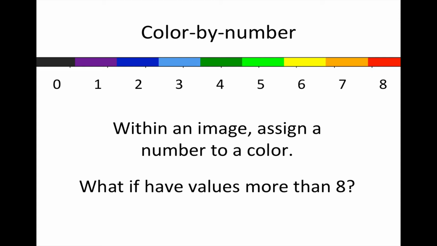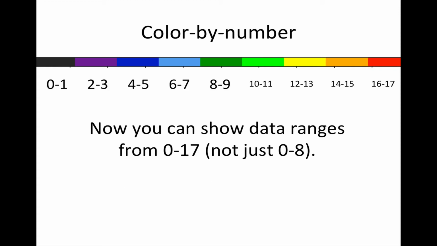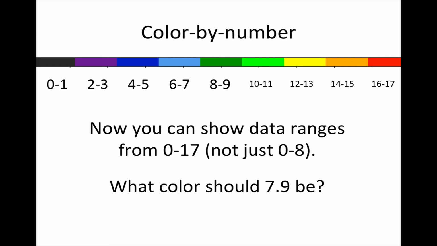But what if my image has values more than 8? Well, I can change how I'm mapping those colors. I can color all the zeros and ones black, all the twos and threes purple, and so on, all the 16s and 17s are red. So now I can show data over a much larger range. I can show data between 0 and 17, not just between 0 and 8. But what if the values in my image are not integers?